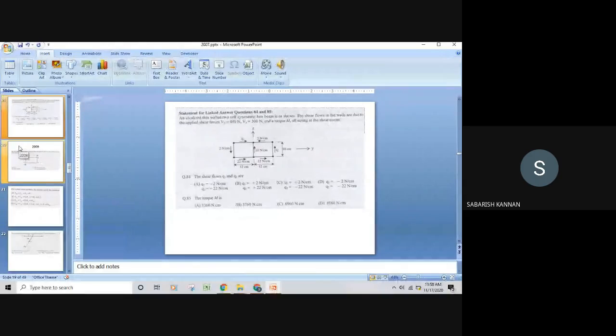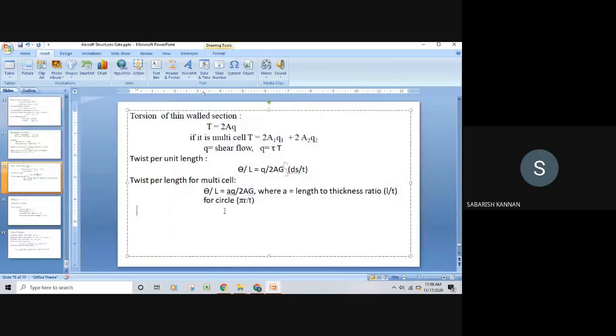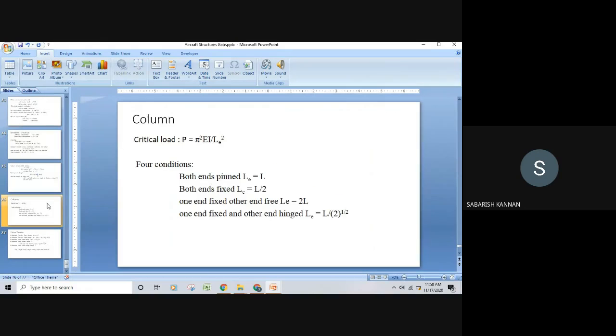Okay. Shear center means without twisting, only bending will occur. That point is known as shear center. Okay. So I will send the shear flow formula also after that class. And this is our twist per unit length. And then we go for the columns.